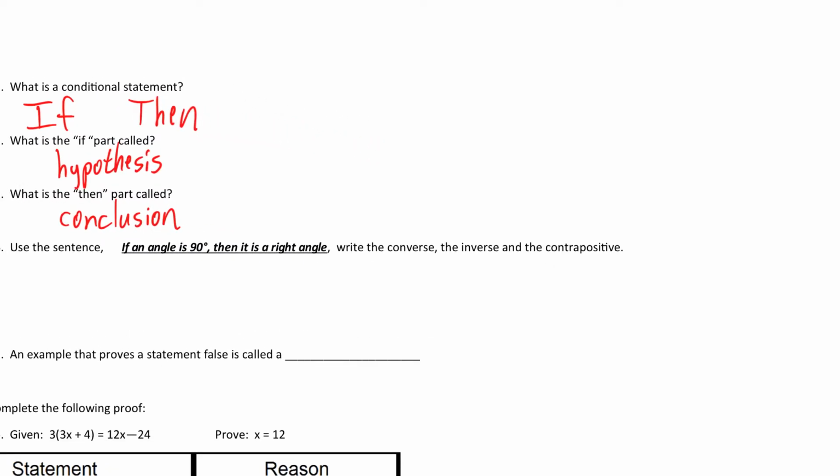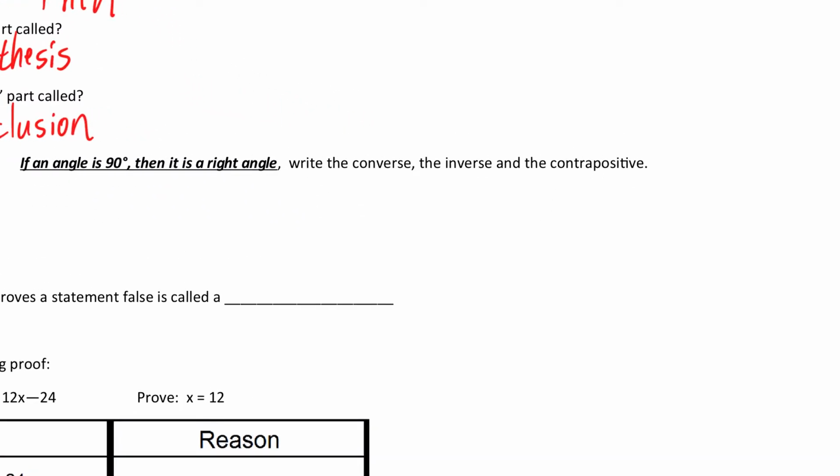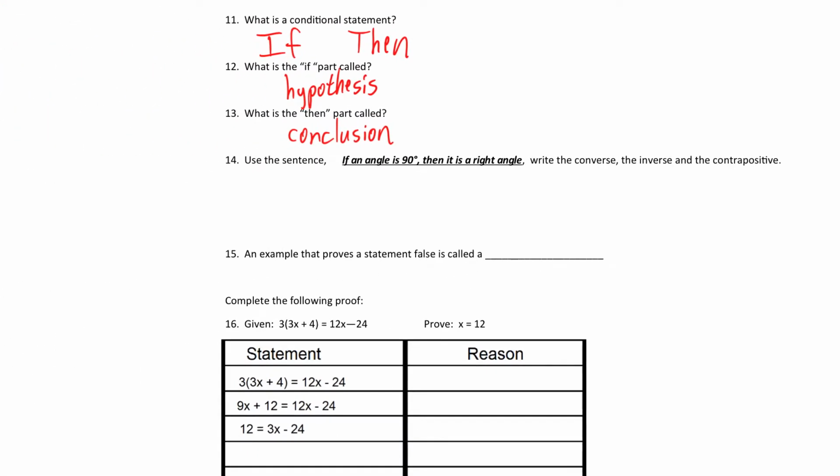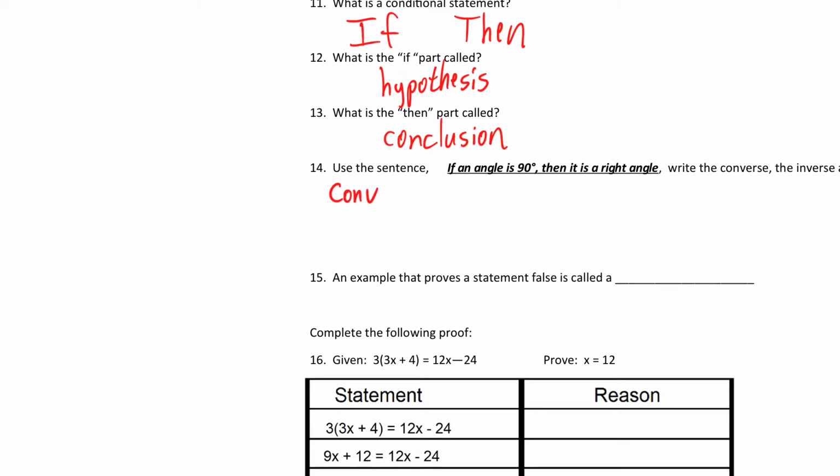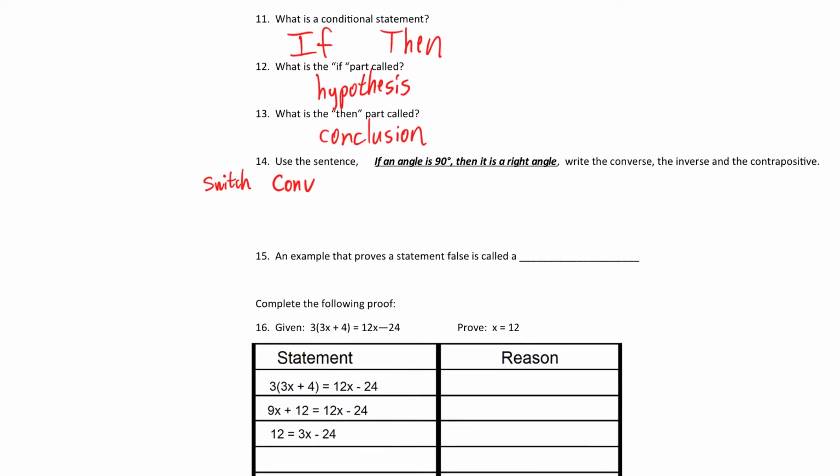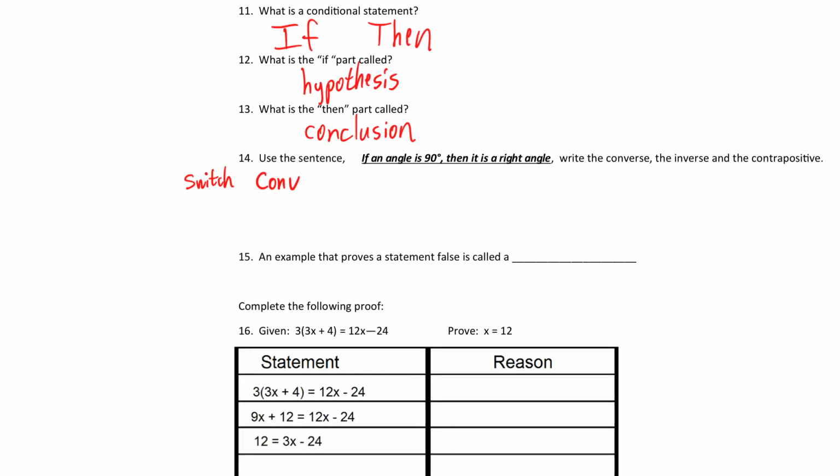Okay, so on this one, it wants you to rewrite that statement as the converse, inverse, and contrapositive. And I will guarantee you will see that on your test tomorrow. You have to know the difference between these three. Okay, so first of all, with converse, what do we do with the converse? Switch the hypothesis and conclusion. If it is a right angle, it is. Okay, so I'm not going to write the whole sentence, I'm just going to get to the main idea. So it's: if right angle, then 90 degrees.